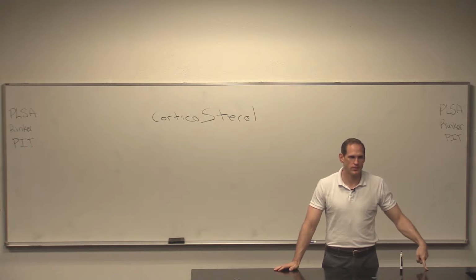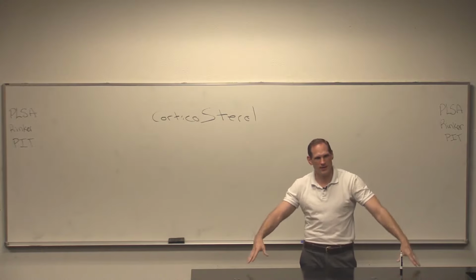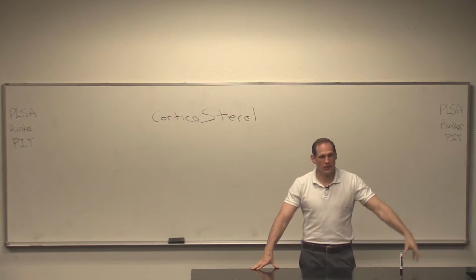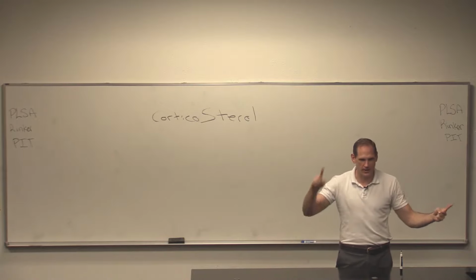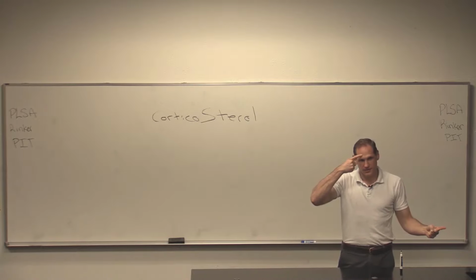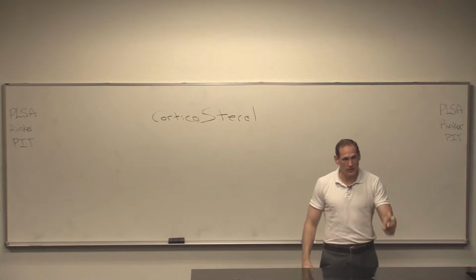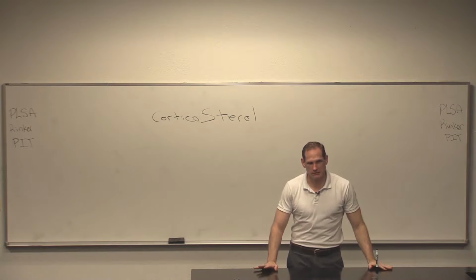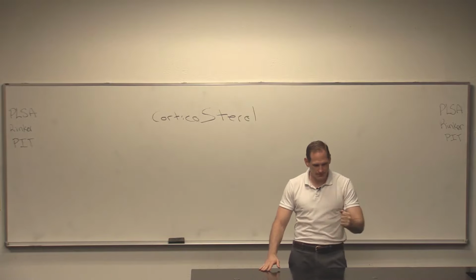A cortex? How many cortexes are you aware of in the body? Okay, the adrenal cortex, and what else? Prefrontal cortex. So it's either coming from your brain or it's coming from your adrenal glands. Which one do you think it is? The adrenal glands. All right.